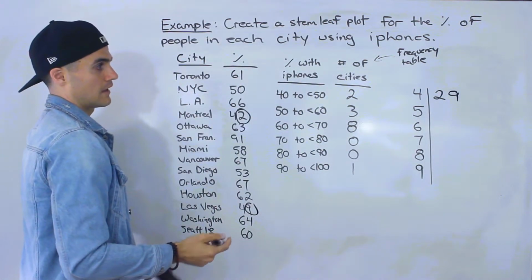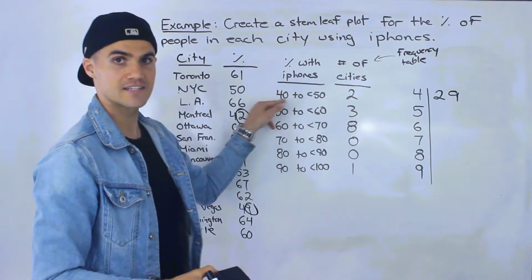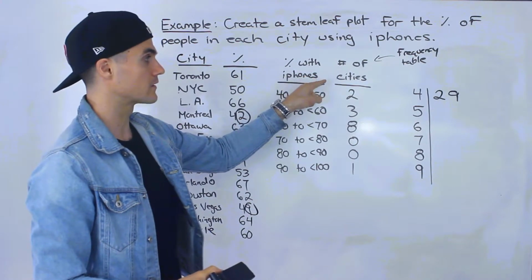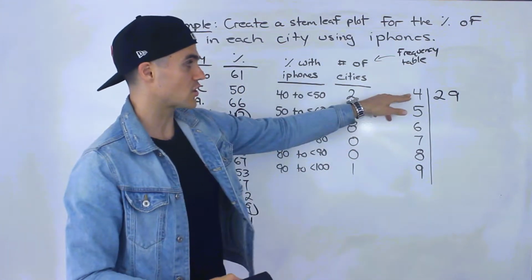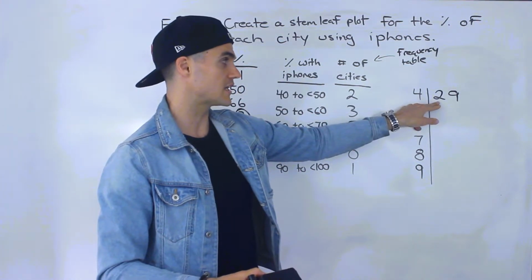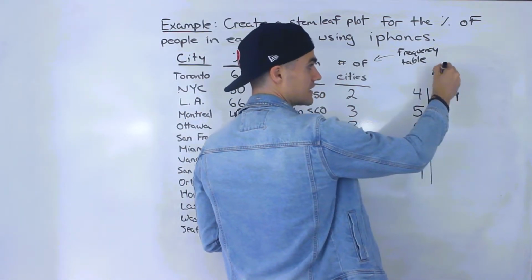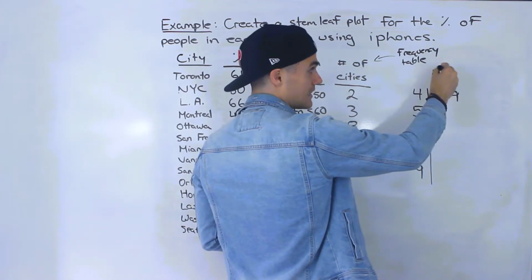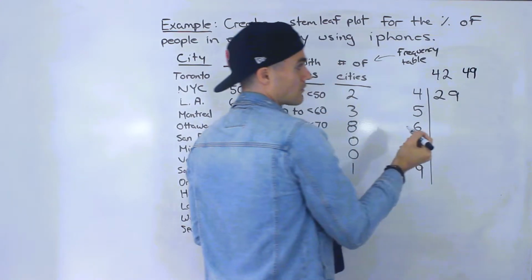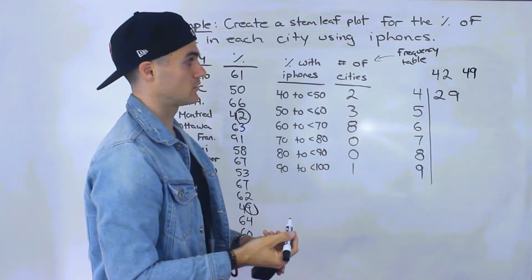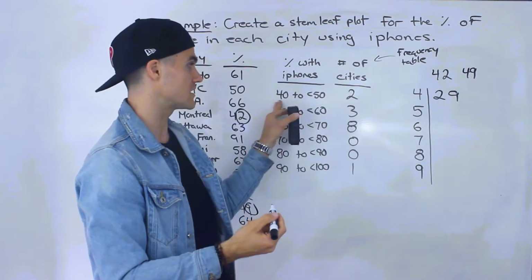Like that. And so that's why it's more detailed, because instead of just saying that 2 cities fall in this interval, like the frequency table did, we specifically know that for any cities where the percentage starts with 4, the other digit is 2 and 9. So we know from looking at this that there's a city that has 42% of the population with an iPhone, and another city with 49% of the population with an iPhone. So it tells you the exact number, versus this just telling you the number of cities in this interval.